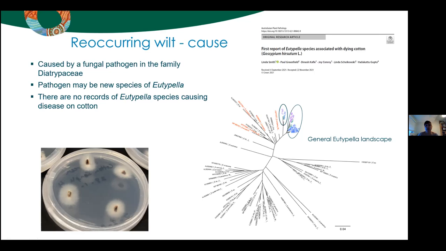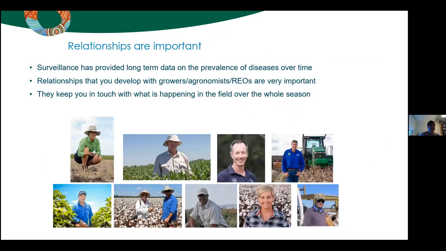Because there is no resistance to it in our varieties currently, because we have done a trial looking at the different varieties and they're all highly susceptible and equally susceptible. So big job ahead of us. This is something that we're going to be working on for a while, I think.